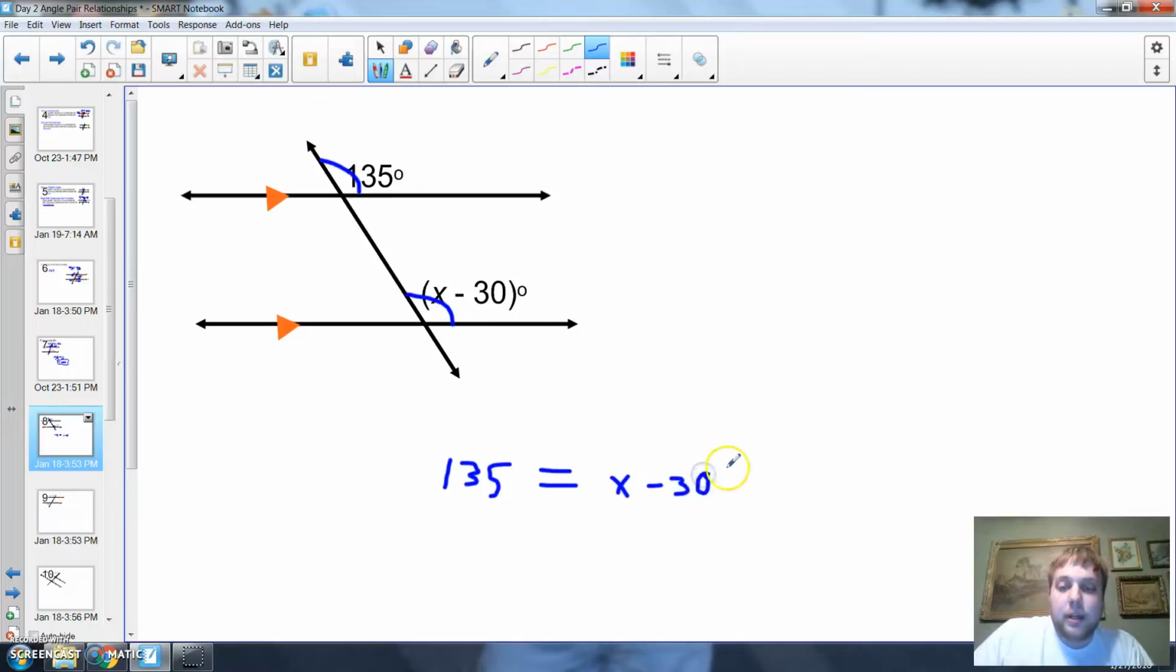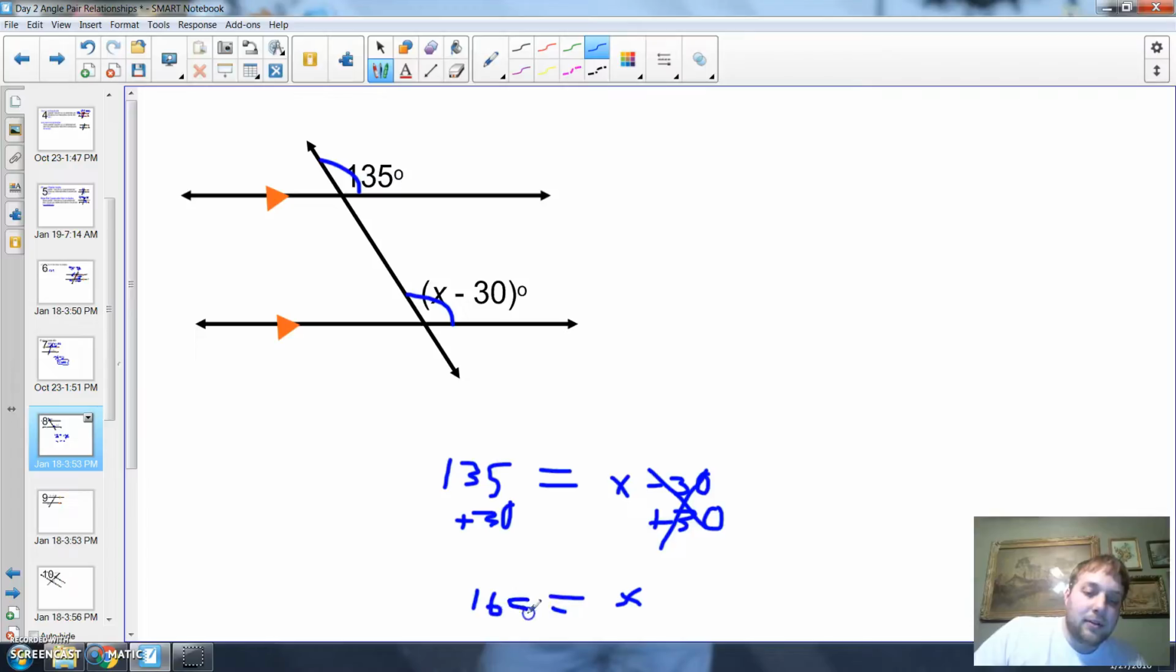Oh, baby. I got 2 minutes. I can do this. So I'm going to add 30 to both sides. Remember, I'm finding x. I'm not finding the acute or obtuse angle. I'm finding what x is. And x is, in this case, 165. Now this doesn't tell me any angle. It doesn't tell me the acute, because you should know acute angles are smaller than 90. This just tells me the value of x here. If I put 165 into here, 165 minus 30 gives me 135, which I know it has to be because it's obtuse.